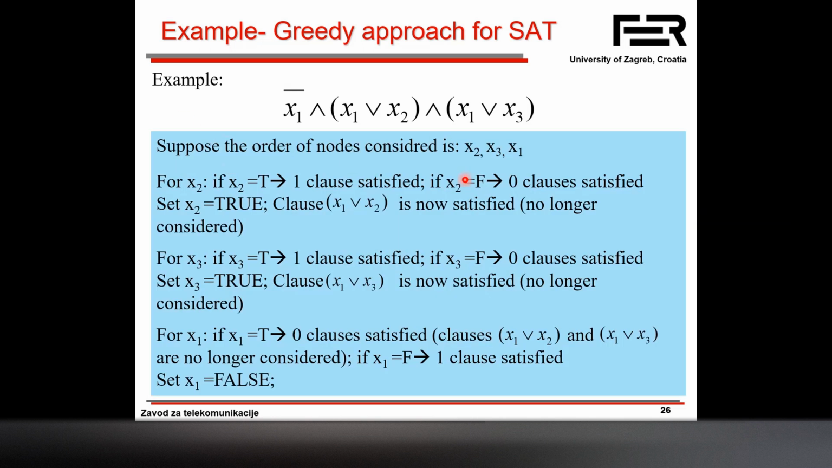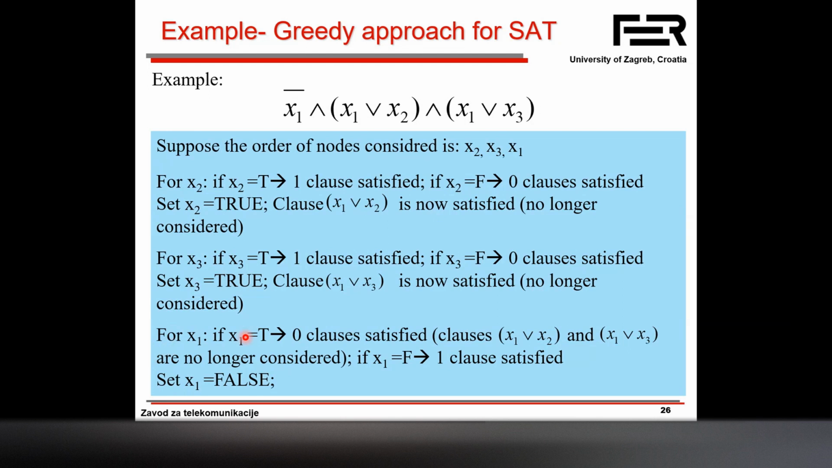Let's say we take the order of the nodes differently. So let's say we consider x2 first. If x2 is set to true, then 1 clause is satisfied, the second one. If x2 is set to false, then we haven't satisfied any clauses. So we set x2 to true, that's our first iteration. We've satisfied this clause x1 or x2, and we no longer consider it. Now we consider x3. If x3 is set to true, then 1 clause is satisfied. If it's set to false, 0 clauses are satisfied. We therefore set it to true, and now we've satisfied also this third clause. We no longer consider it.